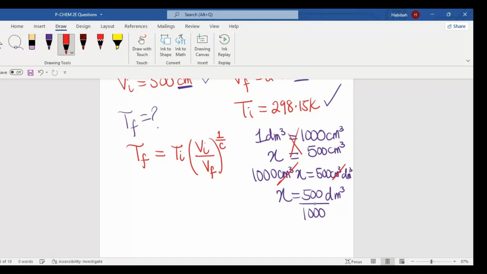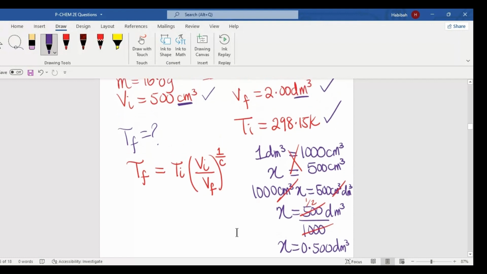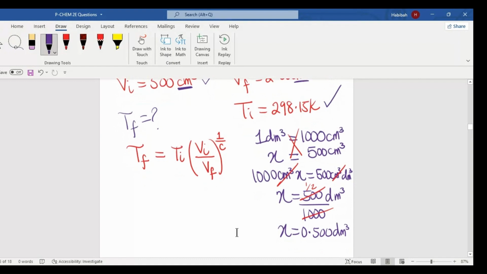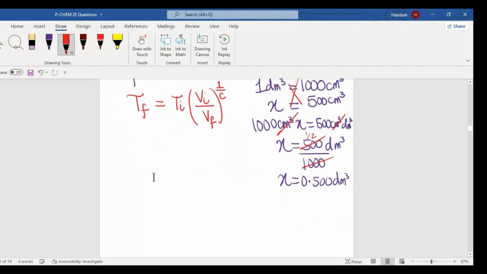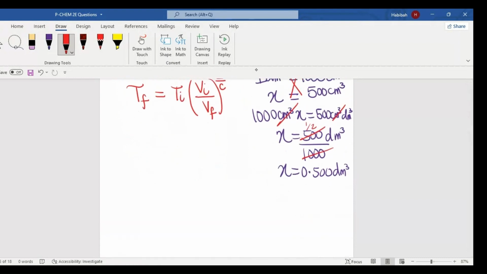Of course, with some simple calculation, we see that this is going to be 1 over 2. So X is actually going to be 0.500 decimeter cubed. So that's basically what the V initial is in decimeter cube. So we can just rewrite our V initial here up top to be 0.500 decimeter cube.